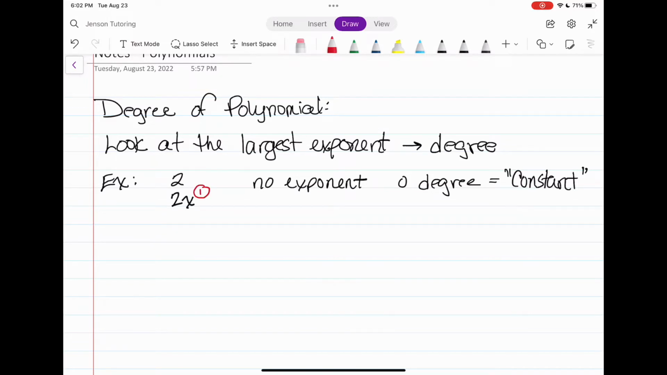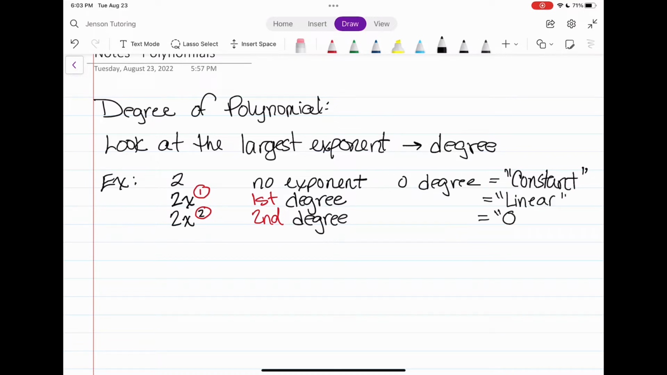If we take something that's 2x, that's really 2x to the 1 power, and that would be considered a first-degree polynomial, which is just a line. You know, y equals mx plus b, and that would be a linear form. And then the 2x squared would be a second-degree polynomial. First degree would be linear, second degree would be quadratic, and that would be basically a parabola if you were to graph that.